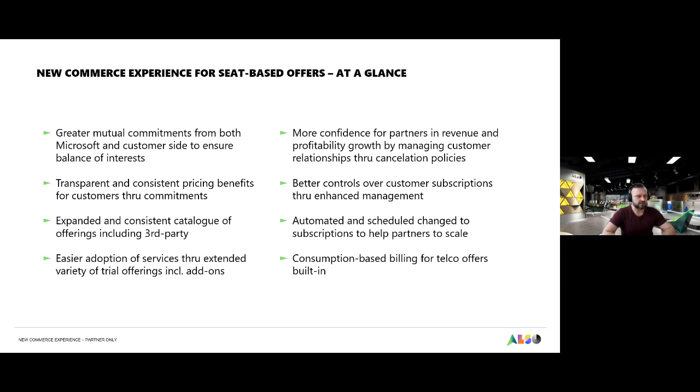But new commerce is also around the automation, the cost efficiency for a partner, and really to make sure that you have more time to do the sales rather than managing customers or managing licenses. So we talk about the automated renewals, we talk about schedule changes that you can set up, and so on and so on. So we will see more and more features provided by Microsoft in the new commerce platform that will help you to be more efficient in how you manage your customers and the licenses of these customers.